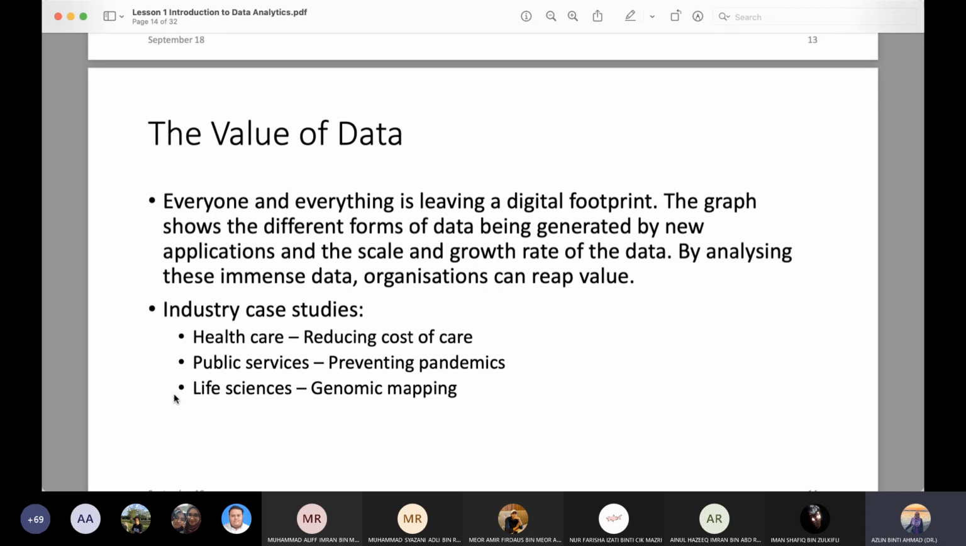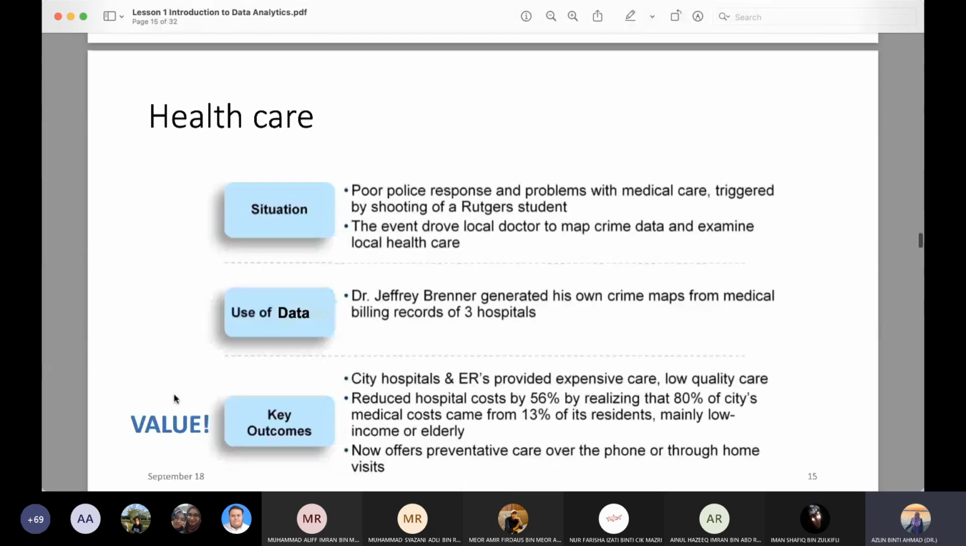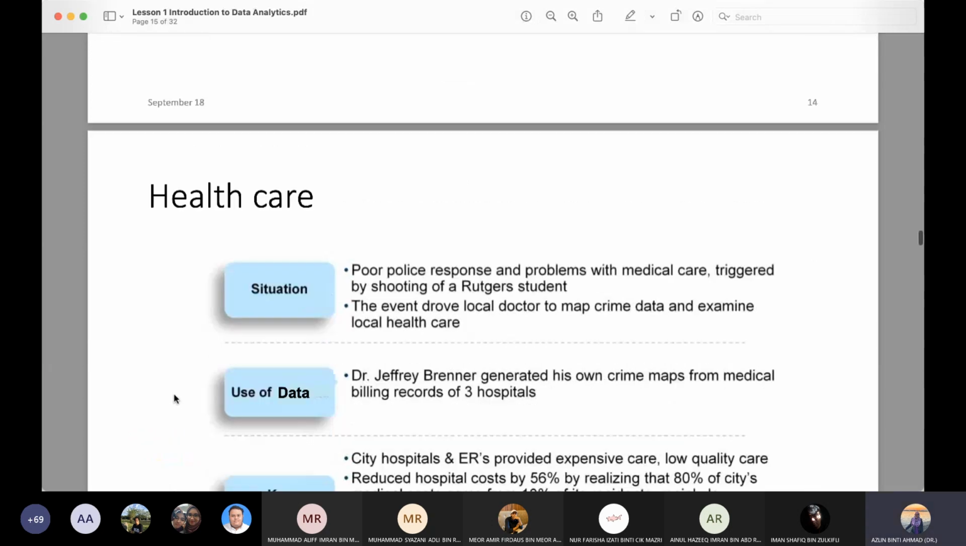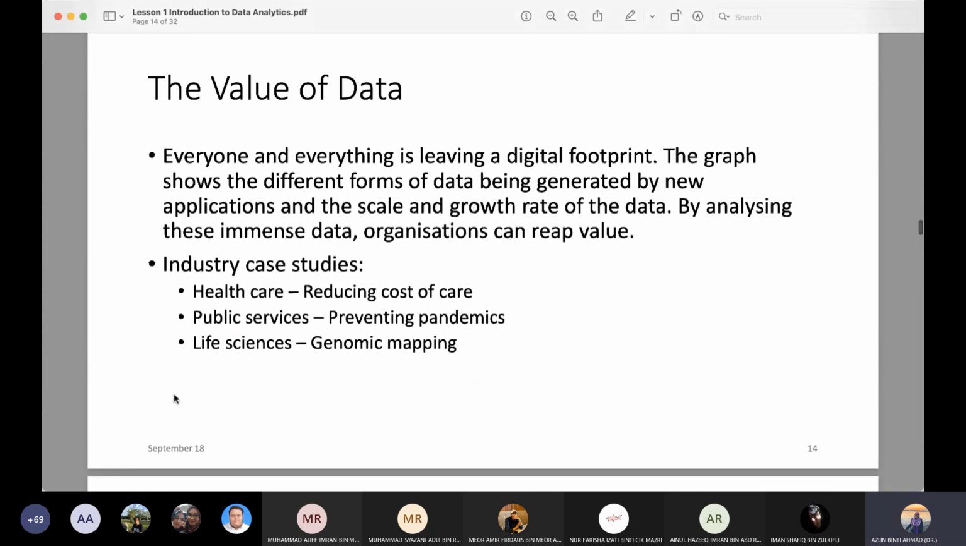Rahila have listed 3 industry case studies. Okay, we can see that the first one is healthcare. Okay, sorry, kita tengok ni dulu. Healthcare is to reduce the cost of care. Okay, for public services where they use the data to prevent the pandemics, and life sciences for genomic mapping.